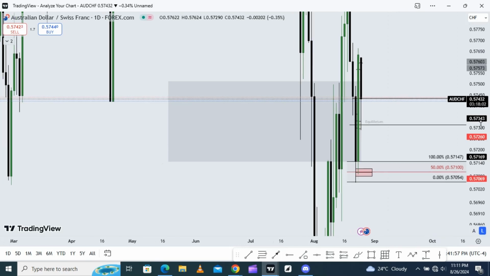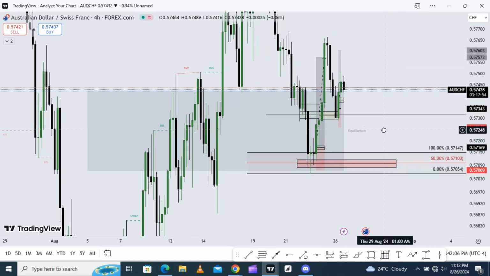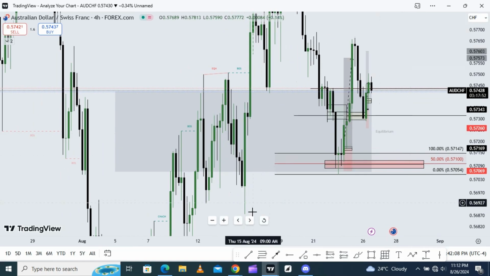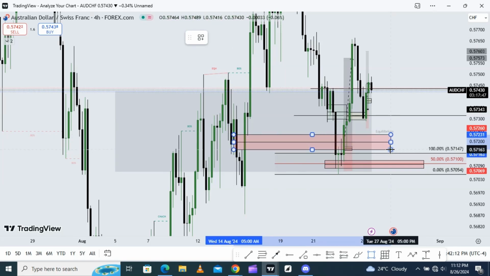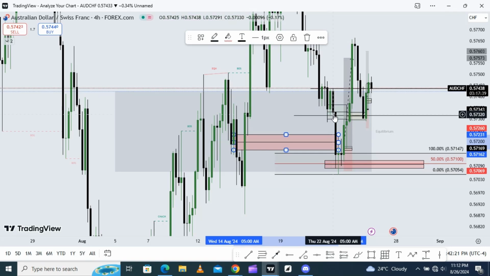as ICT taught. So let's go to the 4-hour to see. Can you see? So in the 4-hour time frame, here is our order block. Here is our fair value gap. The market is reaching our fair value gap, but the market is still running into our consequent encroachment level, which is the 50% of the week candle, like you see here in the 4-hour.